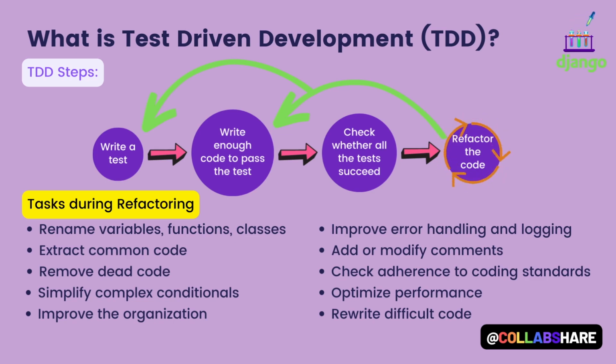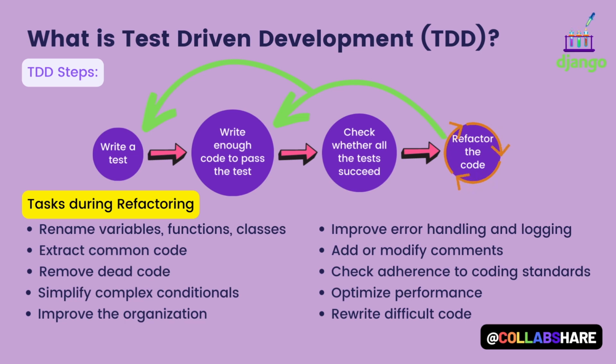Simplify complex conditional statements by extracting them into separate functions or classes. Improve the organization of the code, such as grouping related functions or classes together. Optimize code for performance, such as by reducing the number of database queries or improving algorithmic complexity. Improve error handling and logging to make the code more robust and easier to debug. Rewrite code that is difficult to understand or maintain.